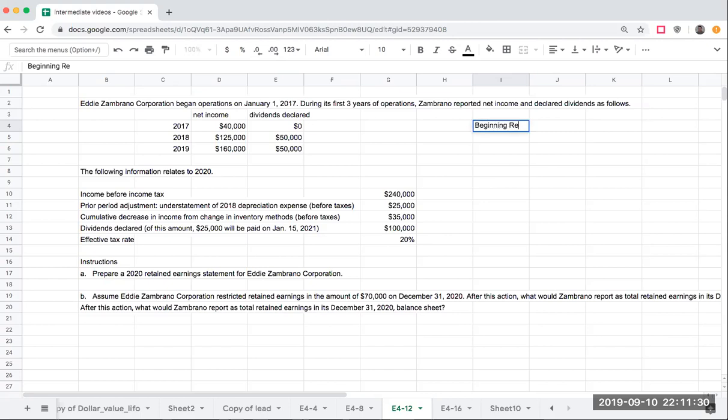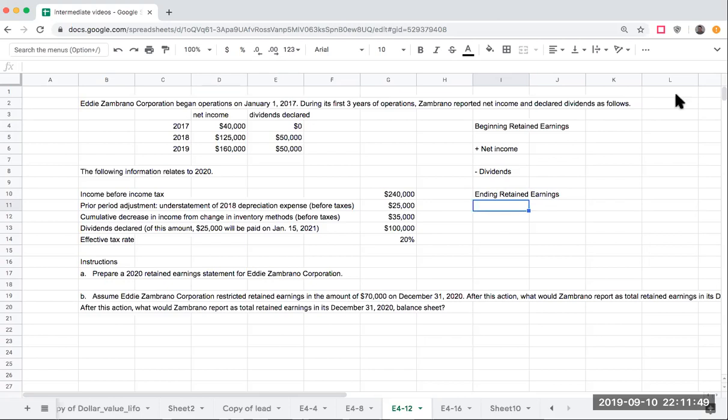The way we would do the statement of retained earnings before is we would start with our beginning retained earnings. Okay, we would be adding in our net income. We would then be subtracting out our dividends. And this would give us our ending retained earnings.